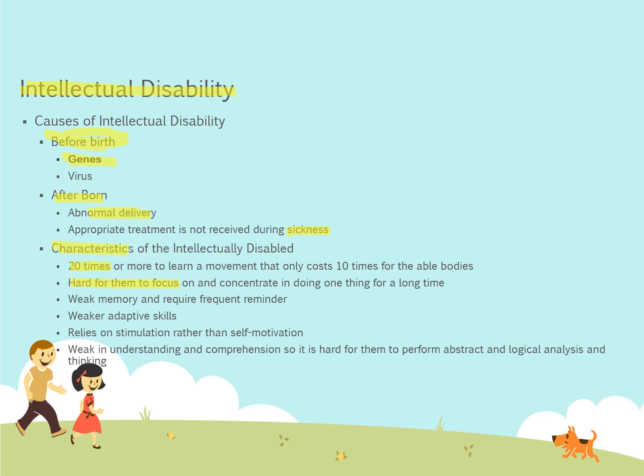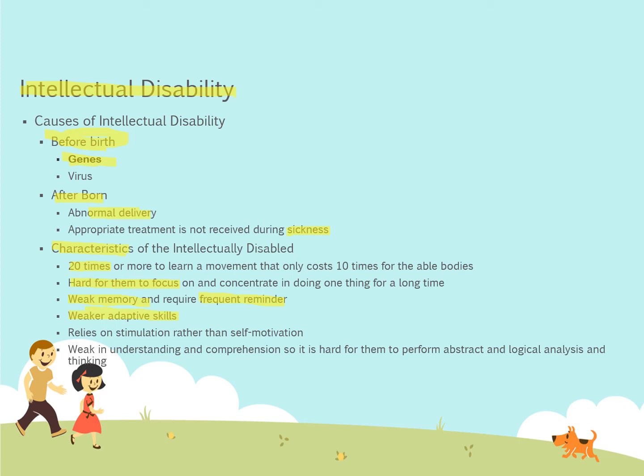Yeah, they are weak in memory. So later on we will talk about the memory system, and then you need to repeat, and repeat, to make sure that they understand the situation. They can't do the problem solving. They are weak in adapting the problem into different kinds of situations.